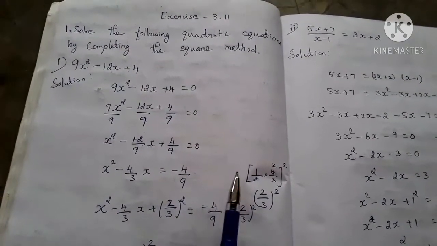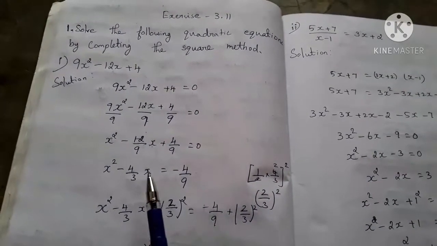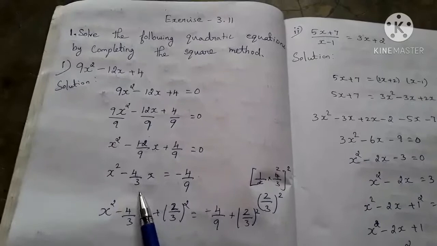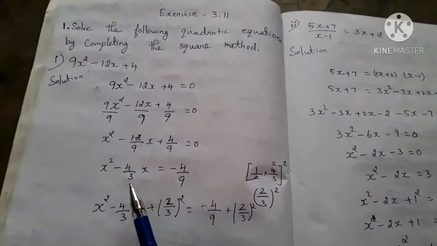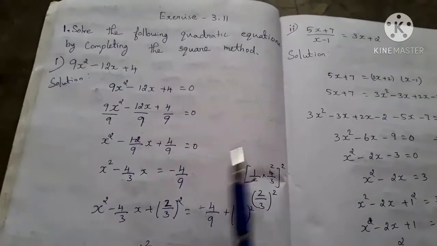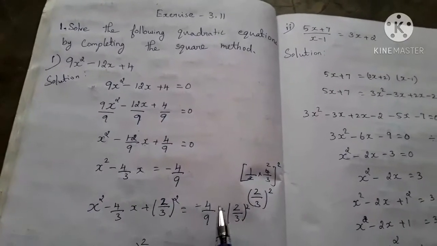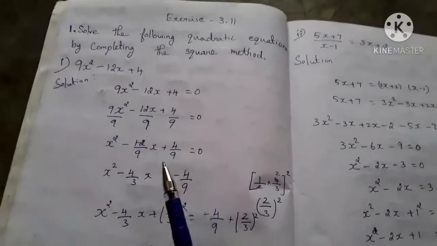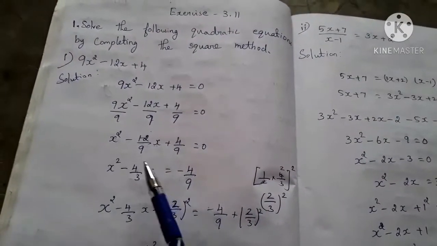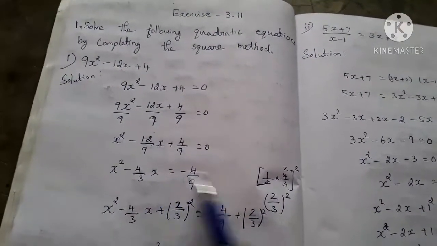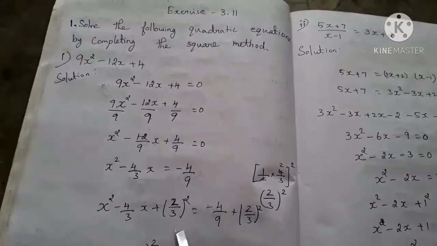Third step, we have to square. What do we have to square? Half of the coefficient of x. One half into the coefficient of x, we have to square, and that answer we have to add to both sides. Step 3, do you understand? So half of the coefficient of x, we have to square, and that answer we add to both sides.